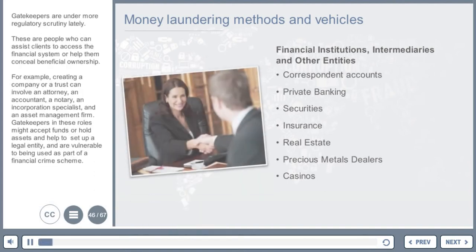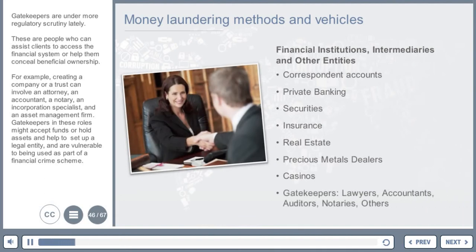Gatekeepers are under more regulatory scrutiny lately. These are people who can assist clients to access the financial system or help them conceal beneficial ownership. For example, creating a company or a trust can involve an attorney, an accountant, a notary, an incorporation specialist, and an asset management firm. Gatekeepers in these roles might accept funds or hold assets and help to set up a legal entity, and are vulnerable to being used as part of a financial crime scheme.